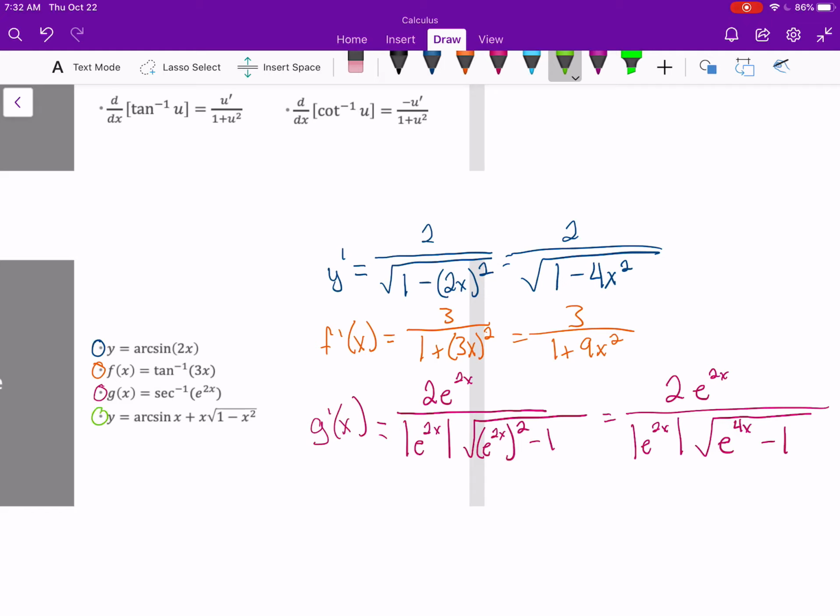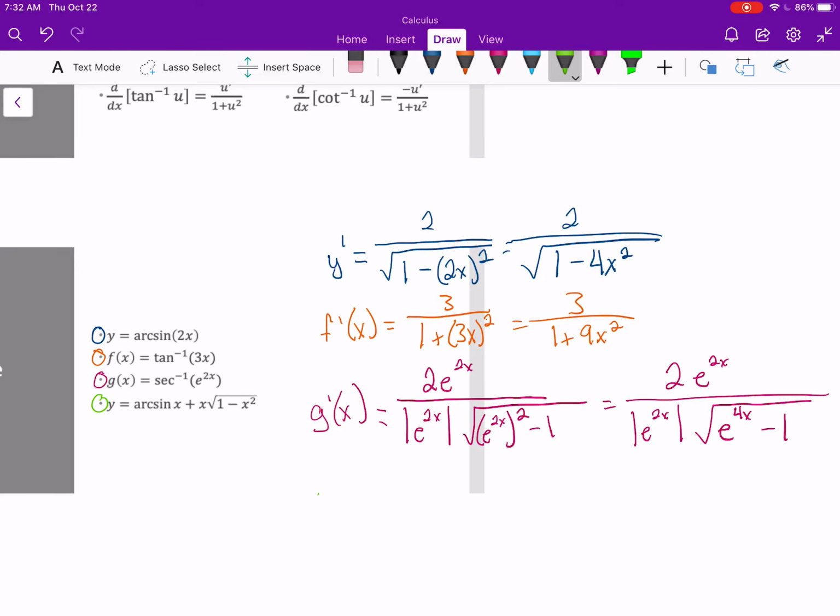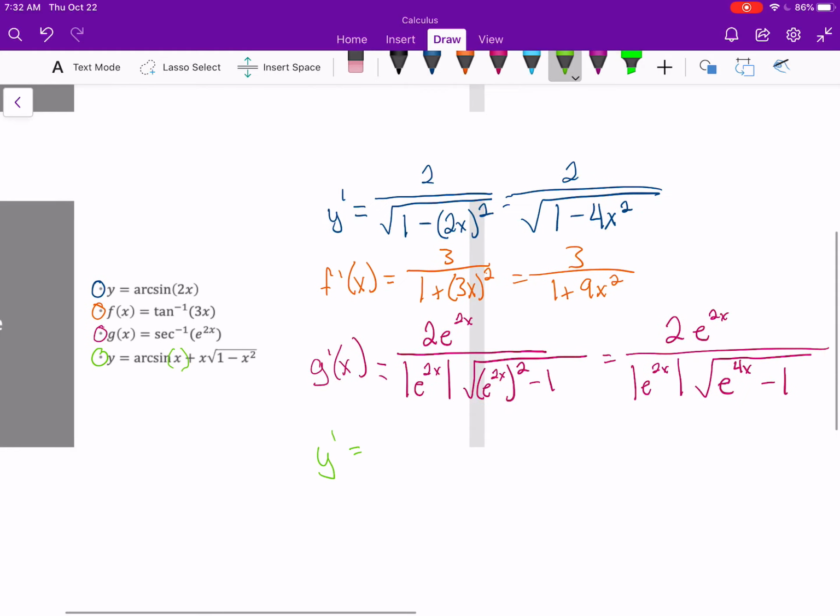And lastly, an arcsine again. So we have y prime. So this one, it's just the x in the arcsine. It's not everything. So we have a sum rule. So we take the derivative of the first part plus the derivative of the second part.